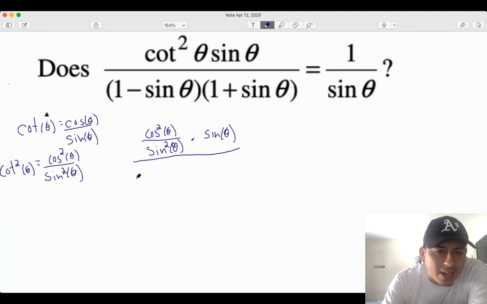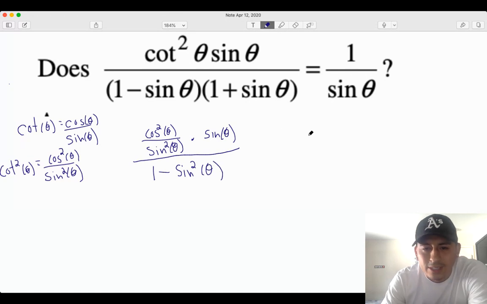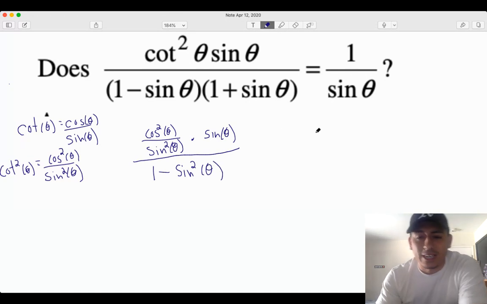And on the bottom, I have 1 minus sine of theta being multiplied by 1 plus sine of theta. So I'm going to distribute those binomials into one another and get a new expression. When I do that, I'm going to get 1 minus sine squared of theta in the denominator. All right, cool. And then all this is supposed to be equal to 1 over sine of theta.